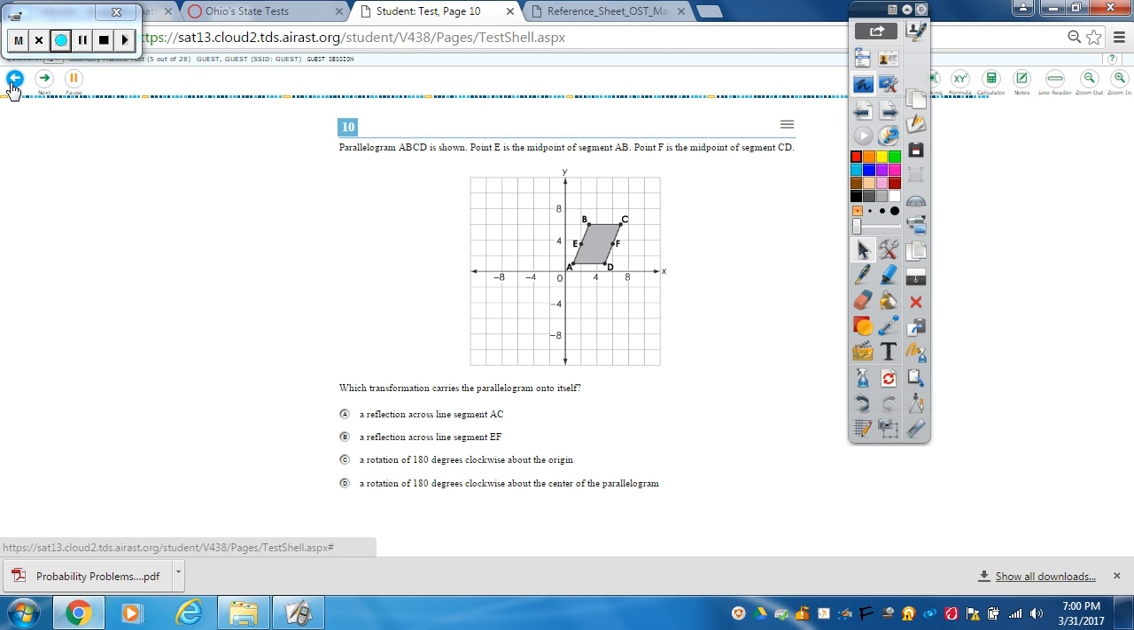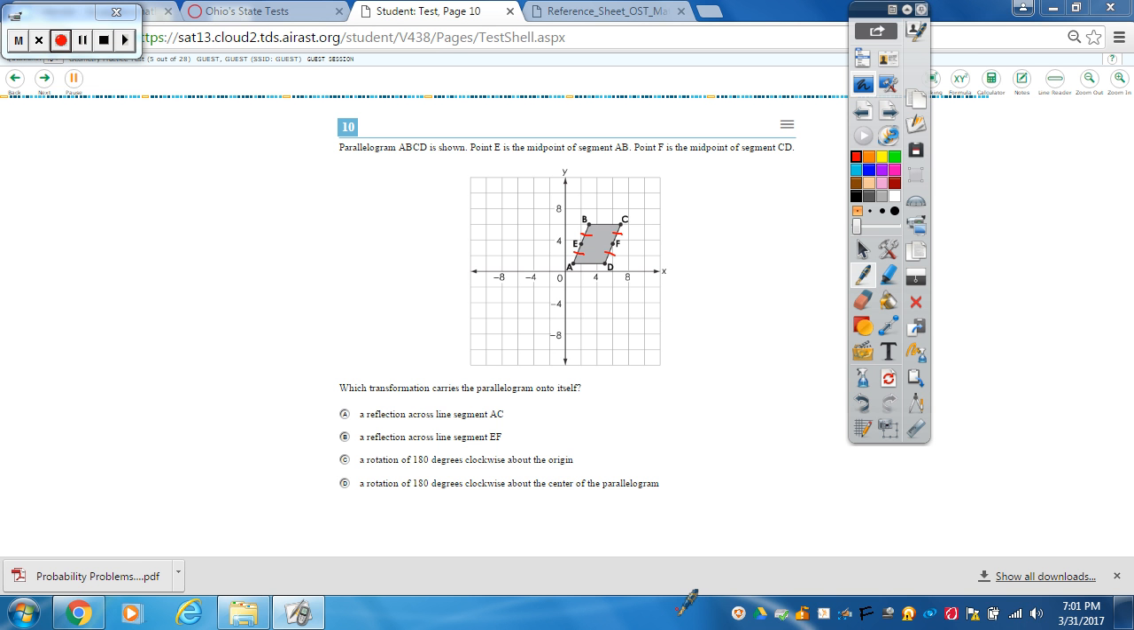Parallelogram ABCD is shown. Point E is the midpoint of segment AB, and point F is the midpoint of segment CD. Now, one of the disappointing things is when it's on the computer, you can't make these little markings out. But I would encourage you to make those markings to know that those are the same lengths. Which transformation carries the parallelogram onto itself?